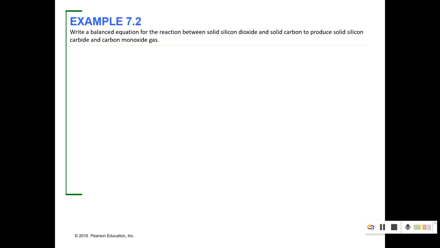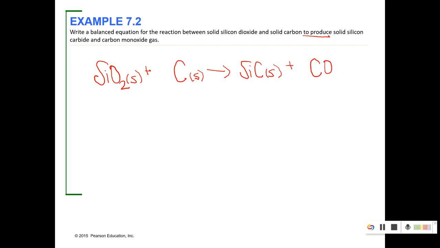Okay, so it's going to walk us through it. Again, at any point you can pause. So write a balanced equation for solid silicon dioxide and solid carbon. All right, we have silicon dioxide, and it says it's solid. And means plus, solid carbon. Okay, to produce, this means arrow. Notice, y'all, I am leaving space so I can put in coefficients. That is important. So this makes solid silicon carbide, just SiC, plus carbon monoxide is CO, carbon monoxide gas.